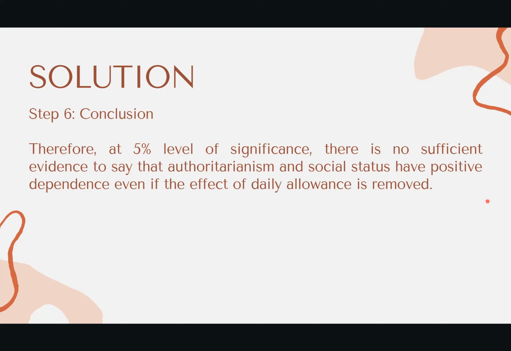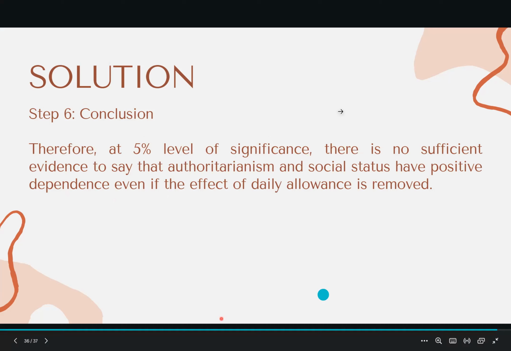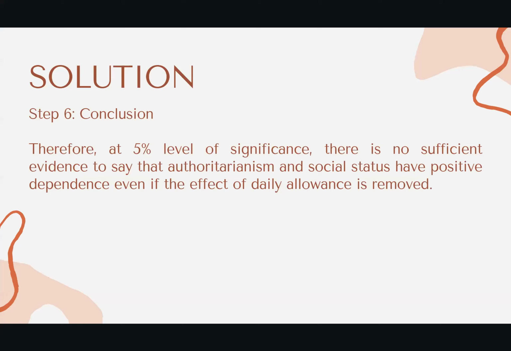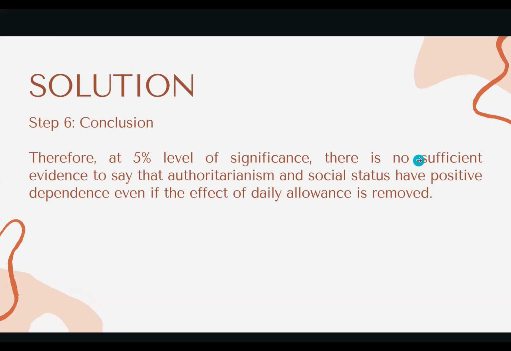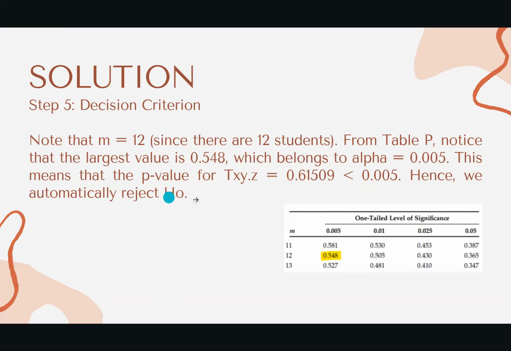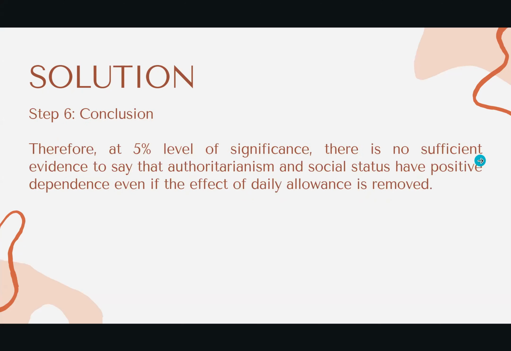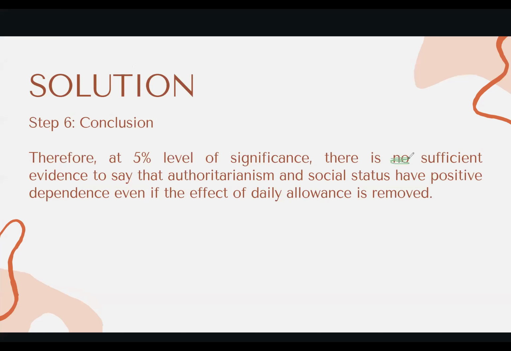So therefore, at 5% level of significance, there is no sufficient evidence to say that authoritarianism and social status have positive dependence even if the effect of daily allowance is removed. Sorry for the confusion. So dito dapat there is sufficient evidence kasi nga 'di ba? We have rejected the null hypothesis. So ang gagamitin natin na word should be there is sufficient evidence to say na may positive dependence pa rin sila. Okay? So kindly remove this na lang. There is sufficient. Okay?